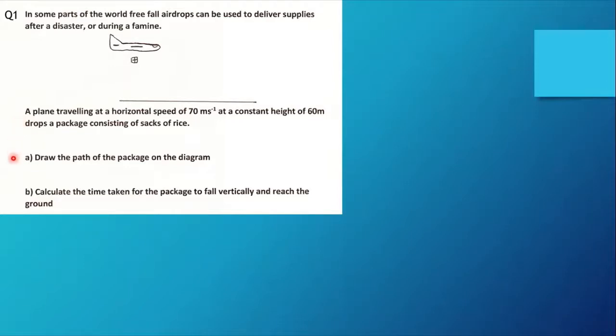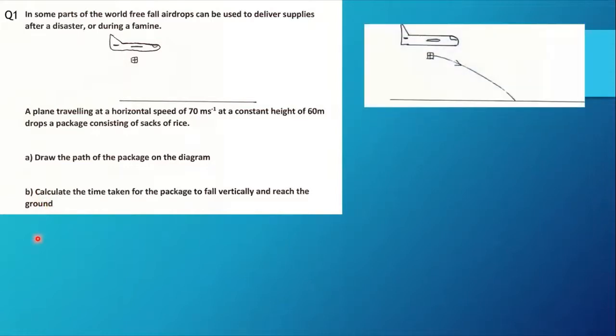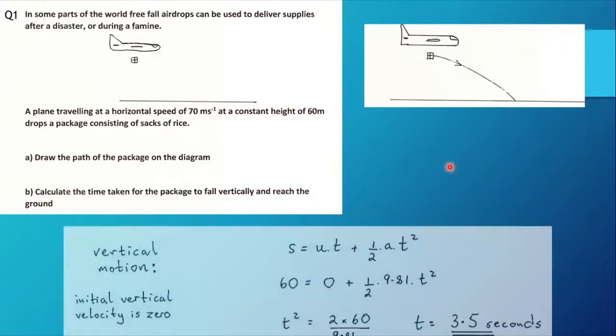We're asked to draw the path of the package on the diagram, in other words, to draw the trajectory, and then to calculate the time taken for the package to fall vertically and reach the ground. Well, drawing the trajectory, it's going to look something like that. That's easy for perhaps 1 mark.